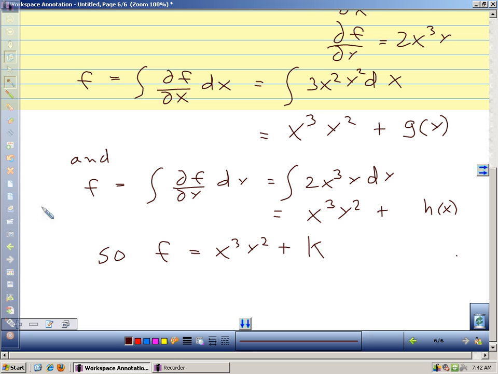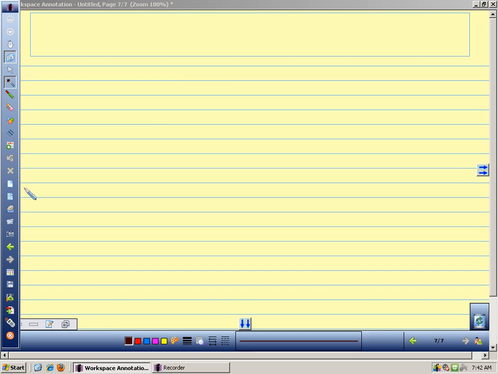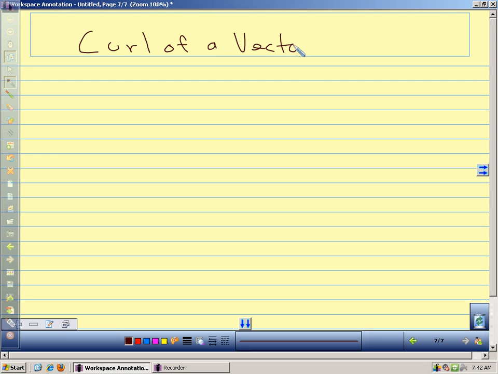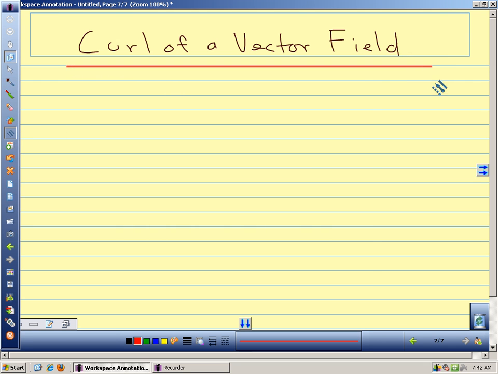All right, have a little bit more to talk about. I warned you earlier we had a lot to talk about today. The curl. We want to talk about the curl of a vector field. So we know what a vector field is now. We know what a conservative vector field is. We know that a vector field comes from a potential function. We want to look at this new quantity of a vector field called a curl.